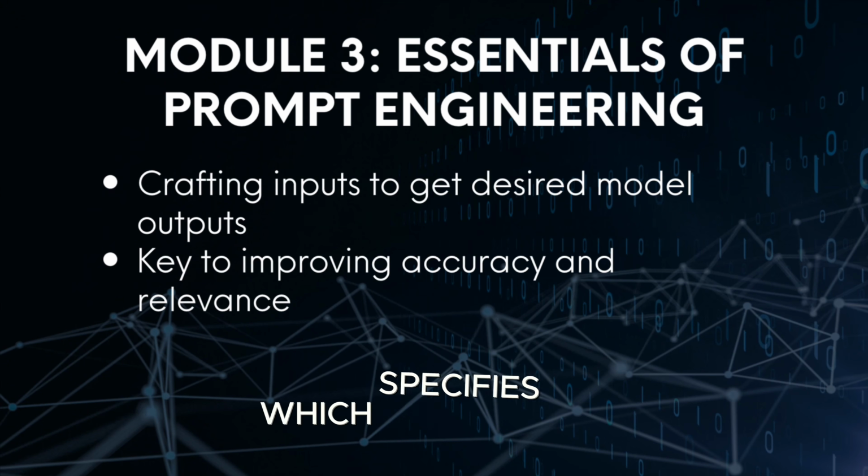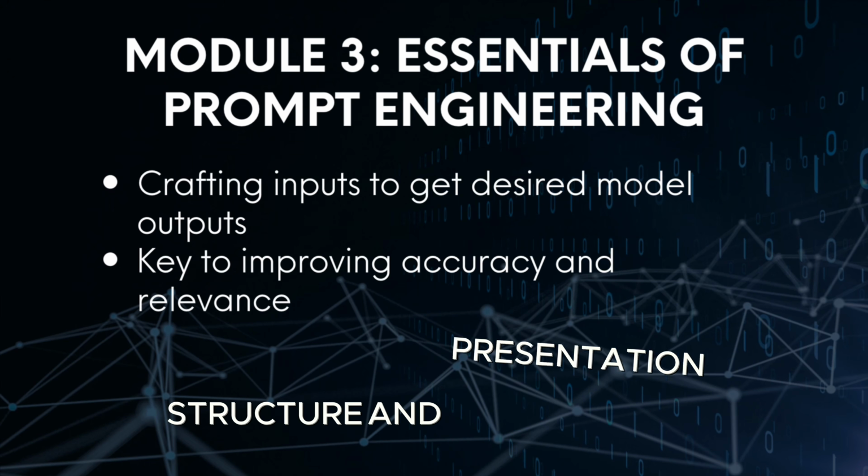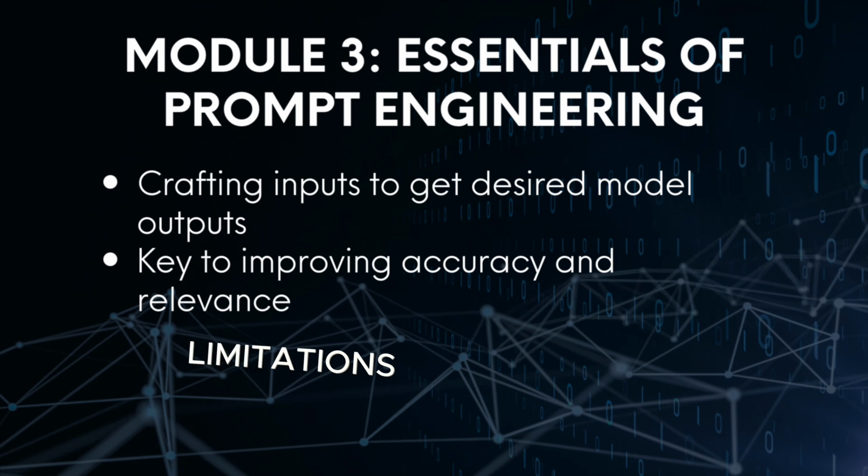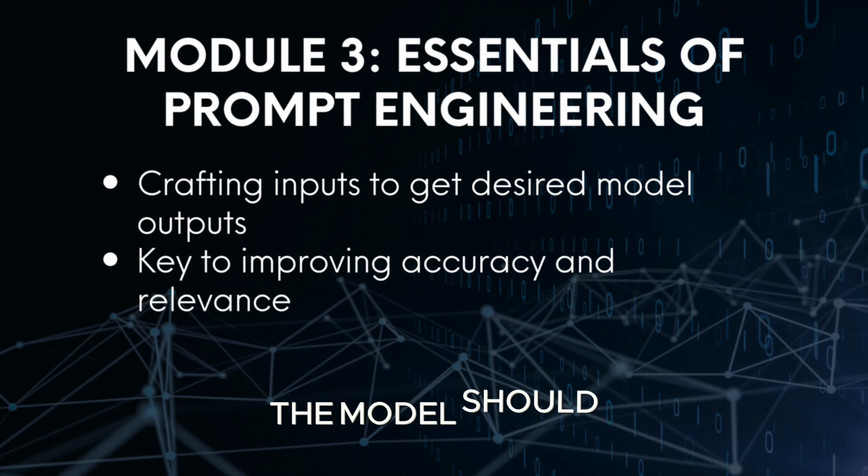The input, which specifies the information or context the model should consider. The output, which outlines the desired structure and presentation of the generated content. The tone and style. Here you can set the voice, personality, or writing style for the AI's response. And then finally, constraints. This outlines any limitations or restrictions the model should adhere to.